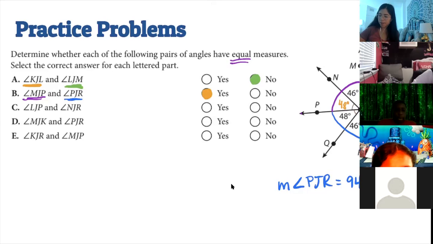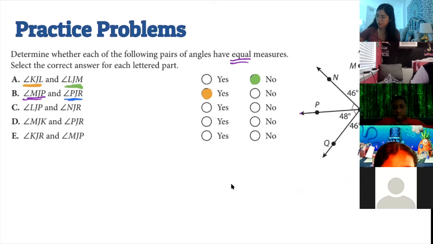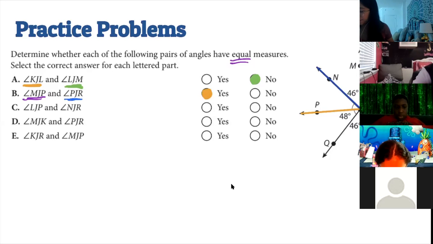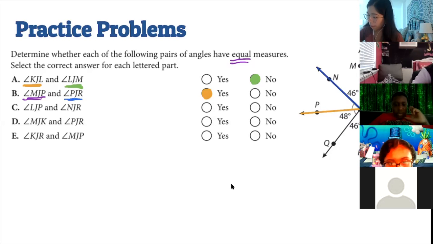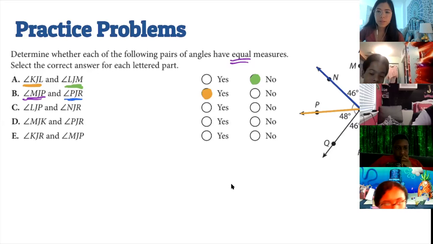Next one. LJP. Erase everything else. LJP and NJR. Okay. That's L, J, P. And then NJR. N, J, R. Okay, let's figure this one out together because we're running out of time. Let's fill in the blanks that we know. Isn't the LJP 148 since we already figured it out for this one? Yeah. I feel like D is correct. Okay, you think they are? Yes.